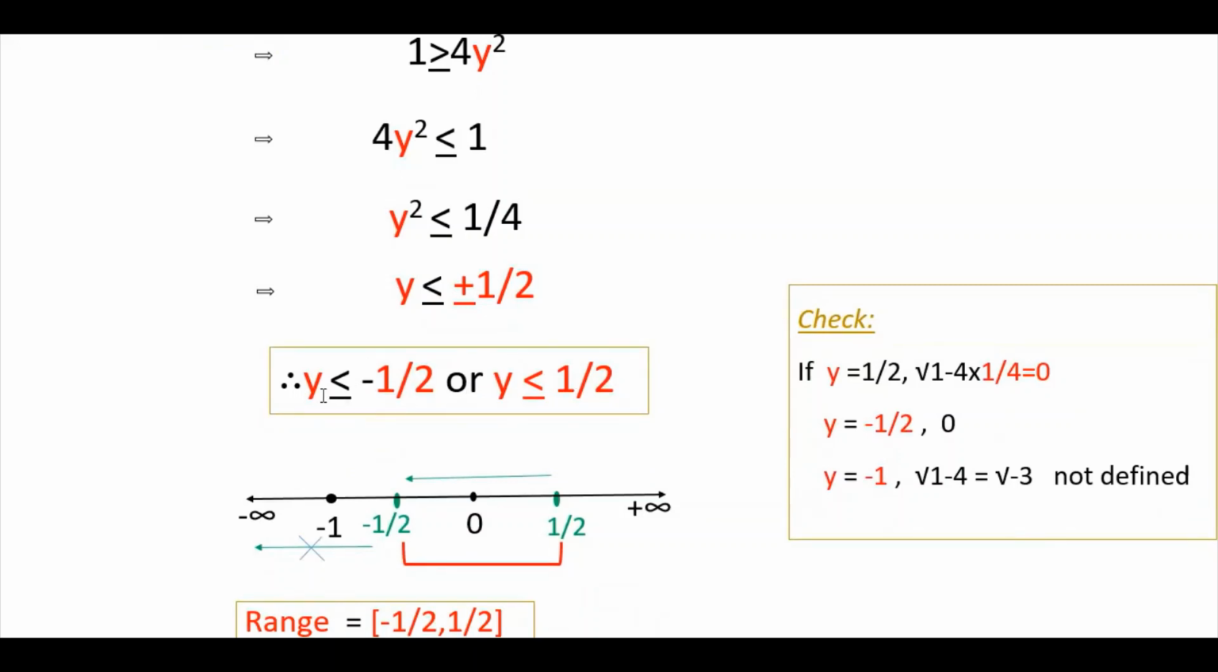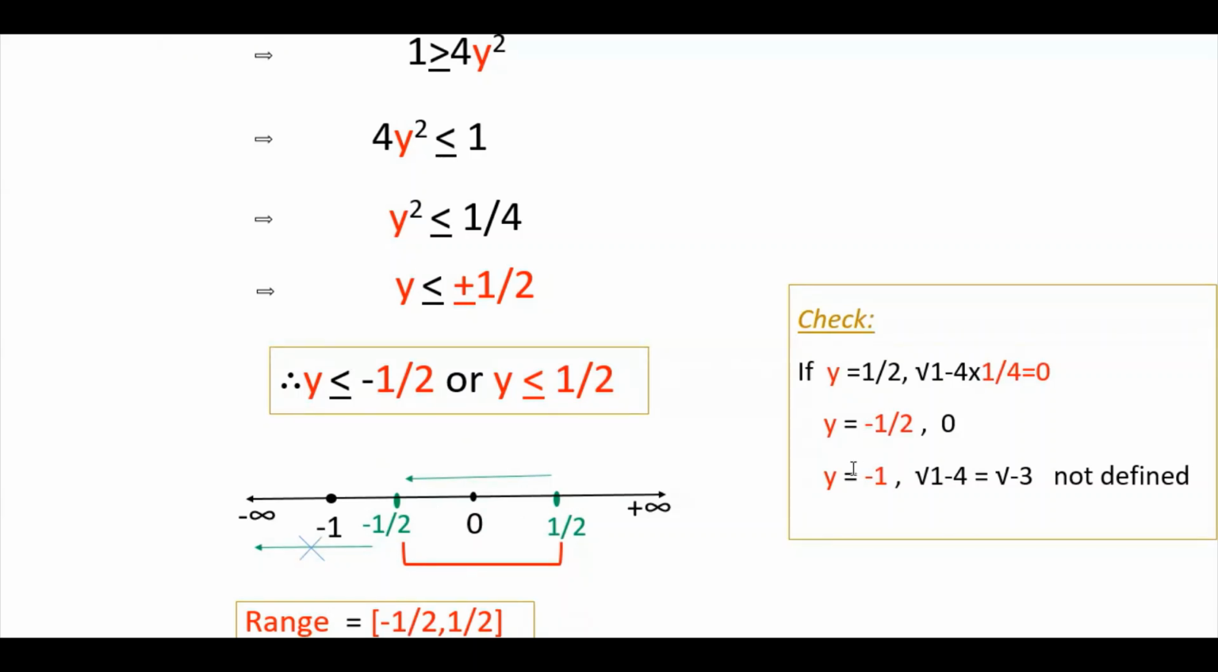So generally, if any x or y is less than or equal to like this, minus 1 or plus 1, or minus 1 by 2 or plus 1 by 2, then the range or domain will be from minus 1 by 2 to 1 by 2.